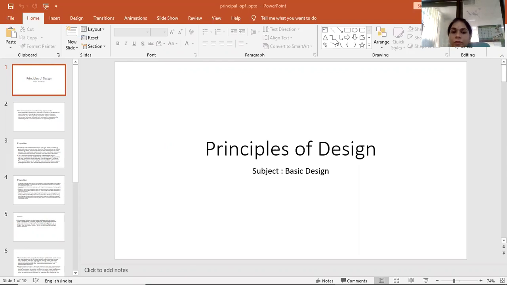Today's session is Principles of Design from our subject Basic Design. In our previous session, we learned about elements of design and today we learn about principles of design.